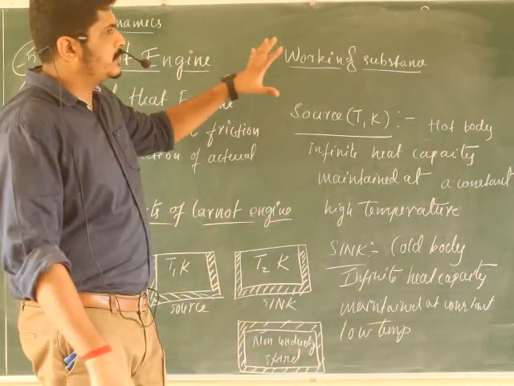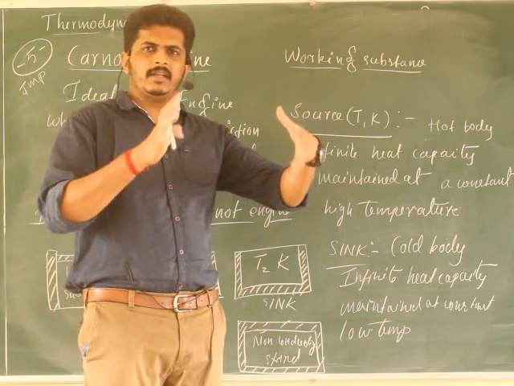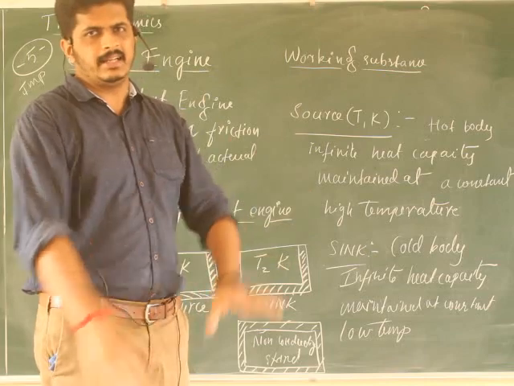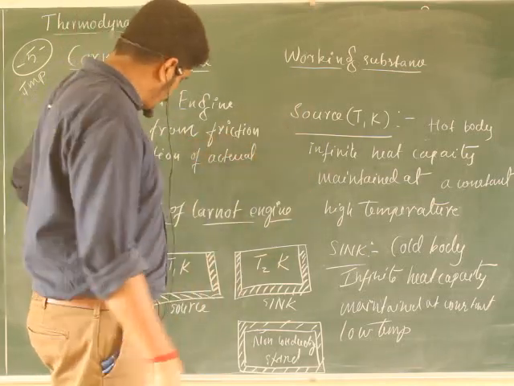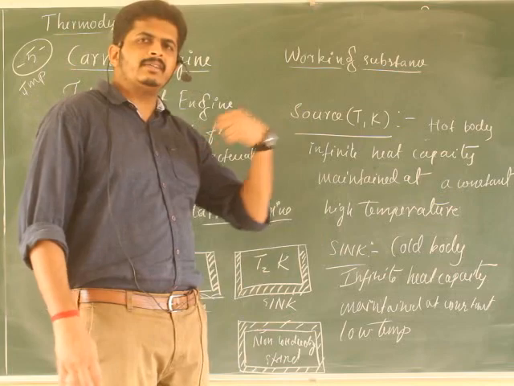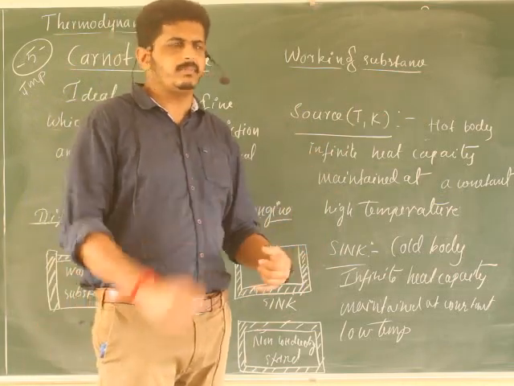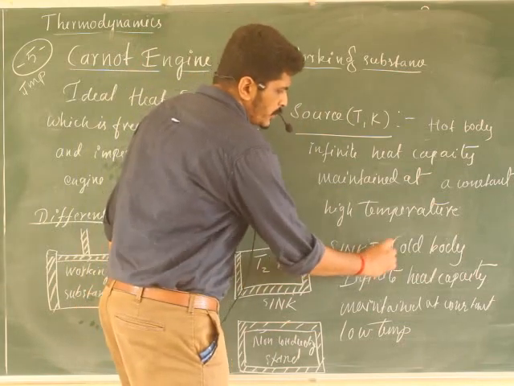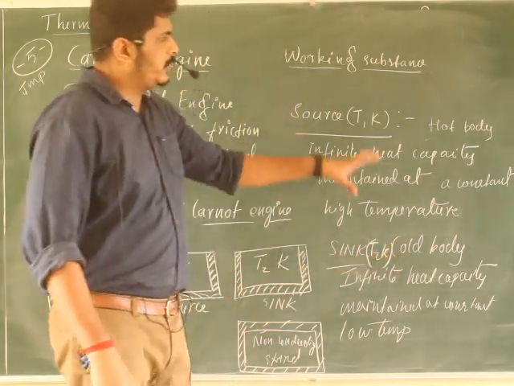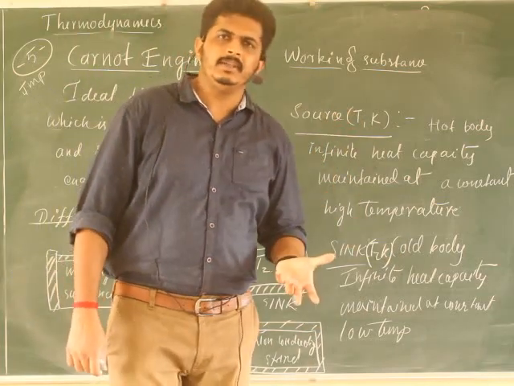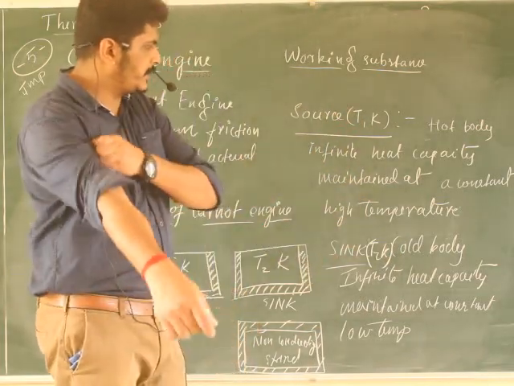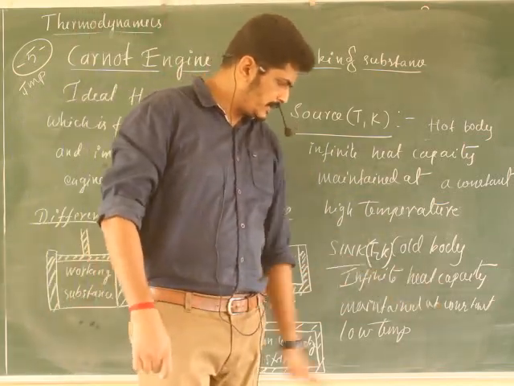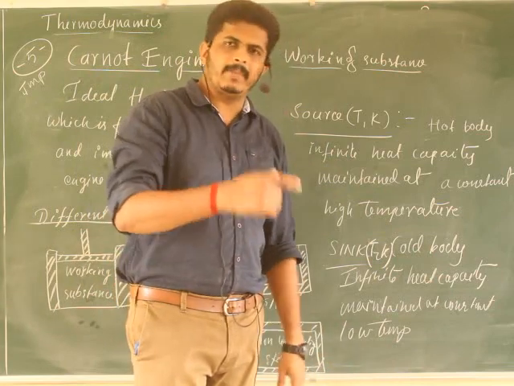Okay, so working substance means a cylinder containing all those things, with ideal gas as the working substance inside the cylinder. What is source? The thing which provides heat energy for the working of the system. That is source, T1 Kelvin. Here the sink is maintained at T2 Kelvin. You can write it down there. Source is a hot body with infinite heat capacity, maintained at constant high temperature. Then sink is a cold body with infinite heat capacity, maintained at constant low temperature.